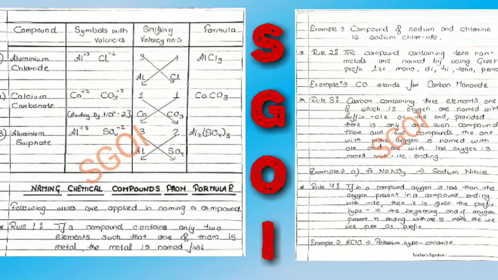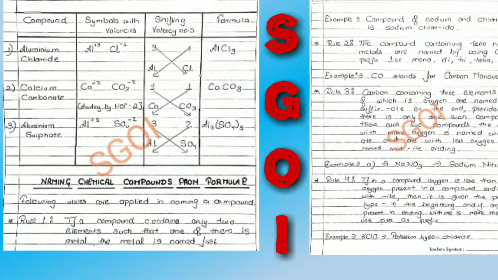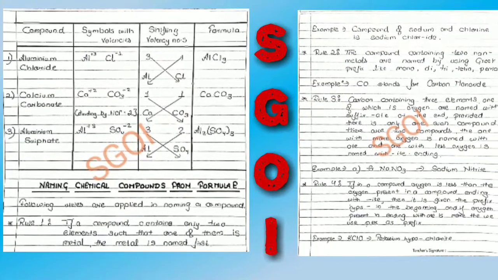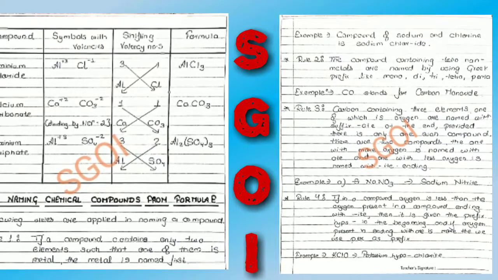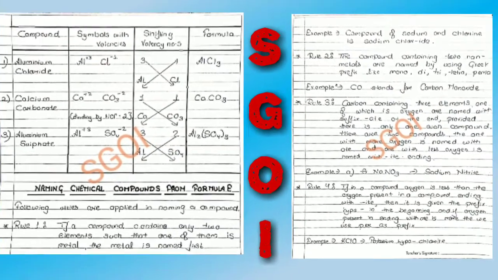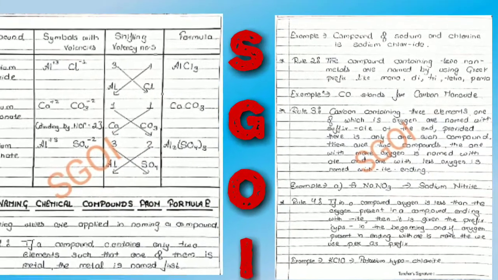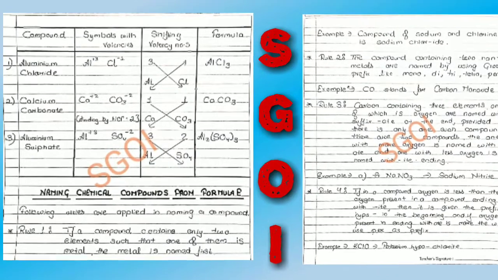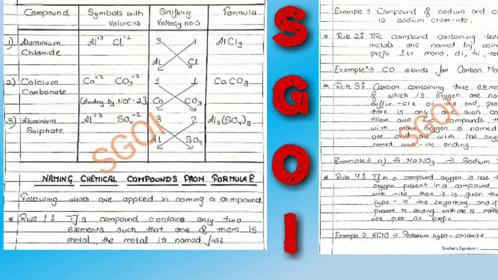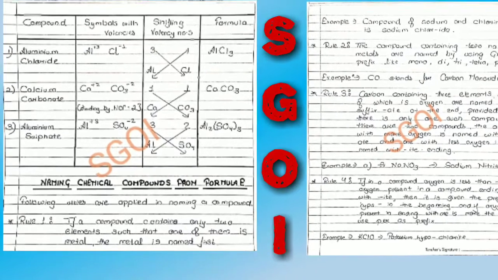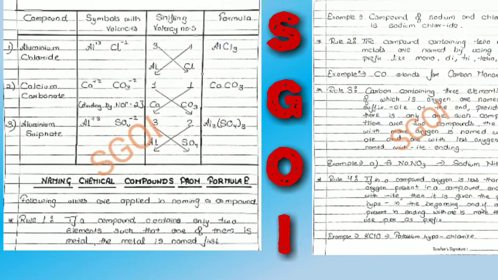Now rule 2: compounds containing two non-metals are named by using Greek prefixes like mono, di, tri, tetra and many others. Example, CO is known as carbon monoxide. Why do we use mono? Due to the presence of one oxygen atom.